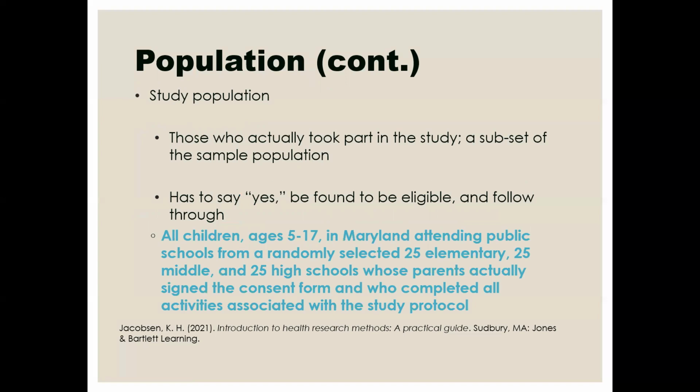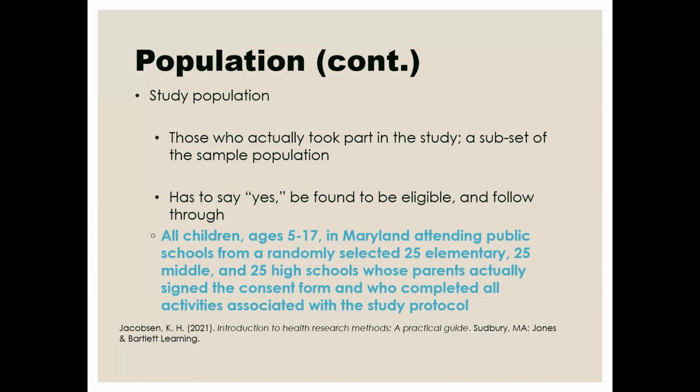So of all those children in the 25 high schools, the 25 elementary schools, and the 25 middle schools, the parents have to give consent. So not all of those children in those schools will participate. So think of the flow, right?